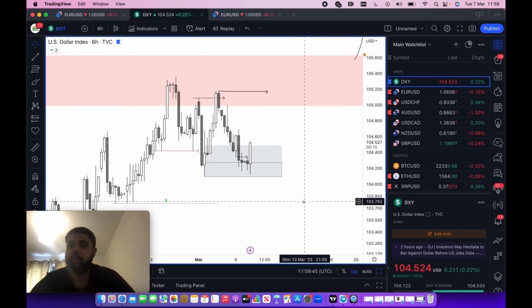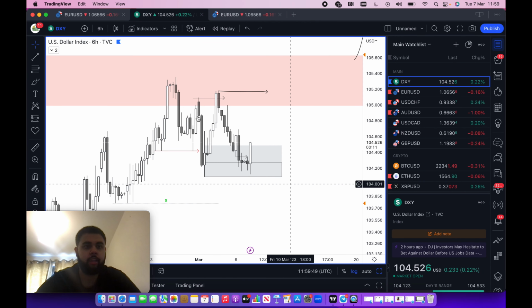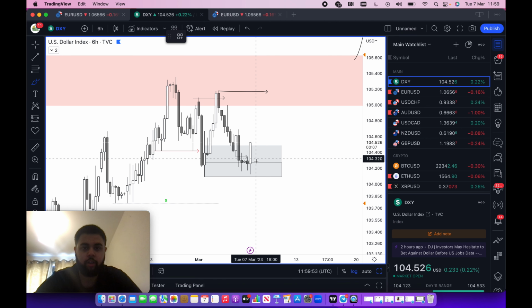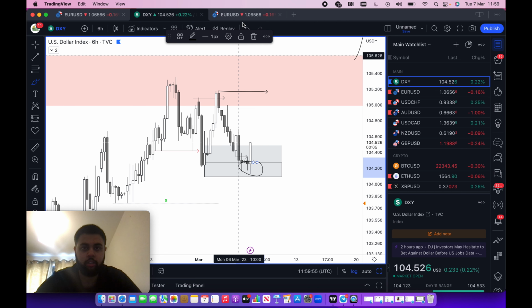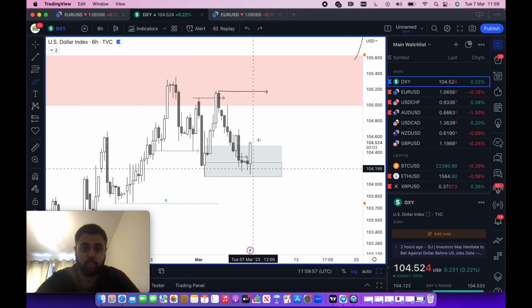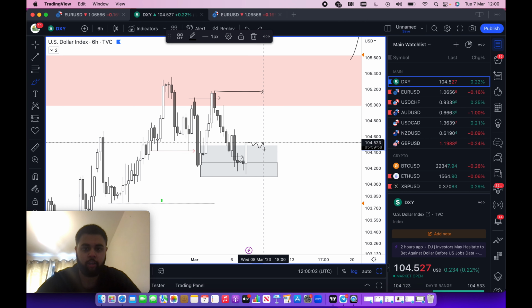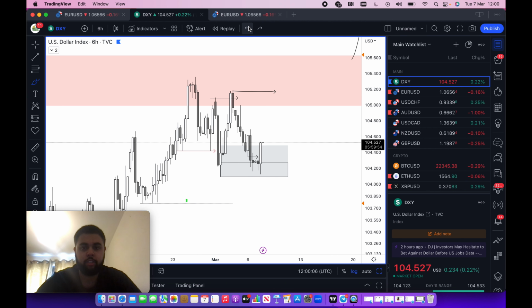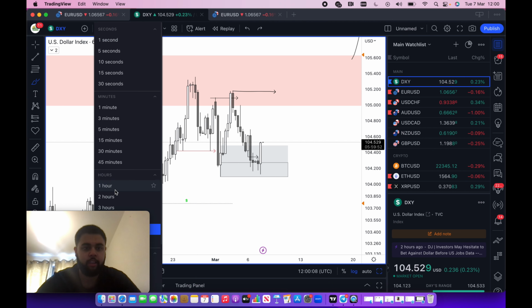Just a quick little update. It's currently 12 now. We're just coming into New York session. In essence, if you remember from yesterday's analysis, I was looking for a reversal from this region, which we now saw, as we see an impulse. Now what I'm anticipating is to see some sort of correction on the lower time frames before we see a continuation to the upside.